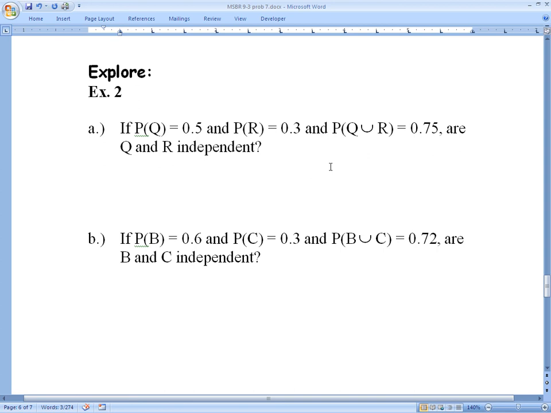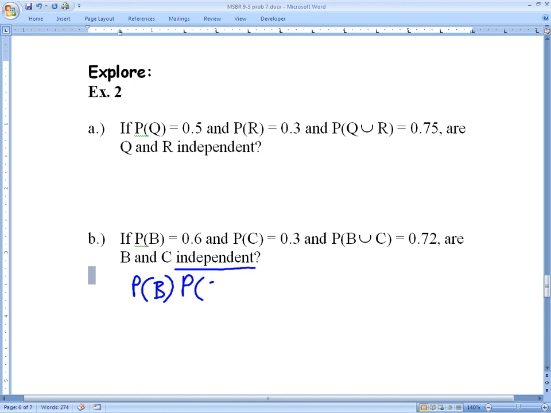All right, to check this, we can do a similar process here. Again, if they were independent, we could use our independent events formula, which says that taking two things and multiplying together will give their and. So the probability of B times the probability of C should equal the probability of B and C if they're independent. So let's plug these in.